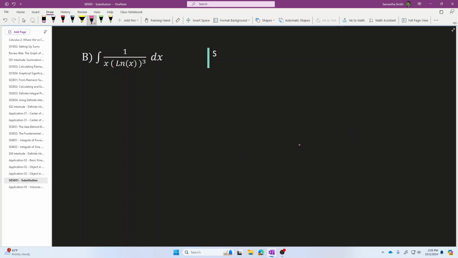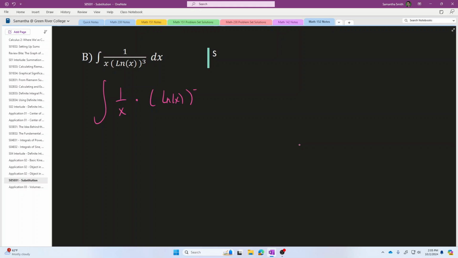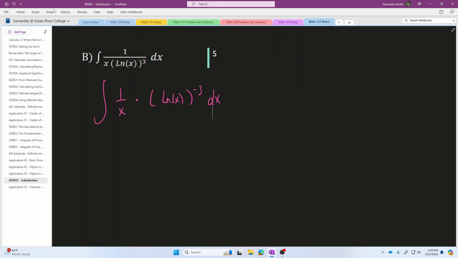I'm going to rewrite this as the quantity 1 over x times the quantity natural log of x to the power minus 3. Recalling that negative exponents are equivalent to pushing the quantity into the denominator of a fraction. So now I can more easily see the product, and not only that, I can see the product of a function, an expression involving a function, in this case natural log of x, with the derivative of that function. 1 over x is the derivative of natural log of x.